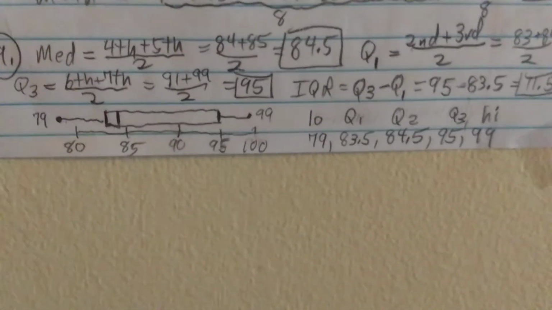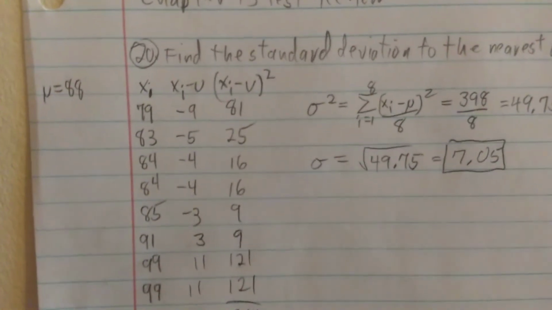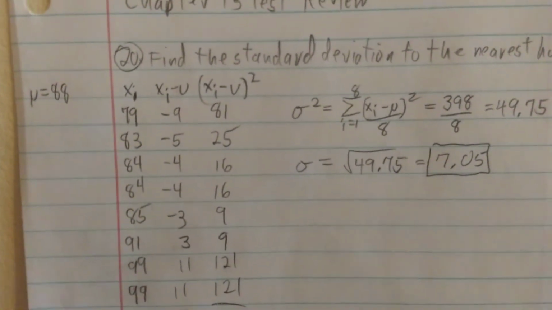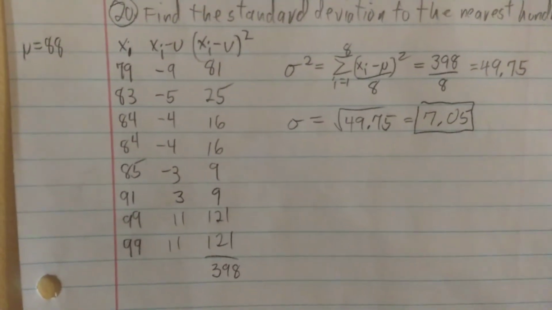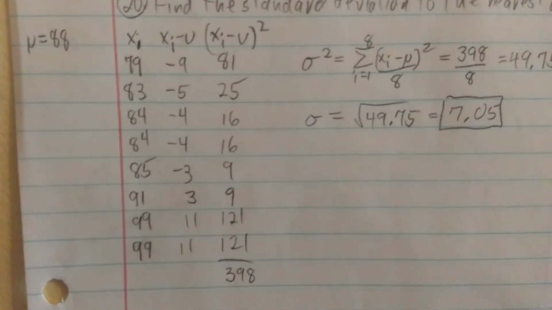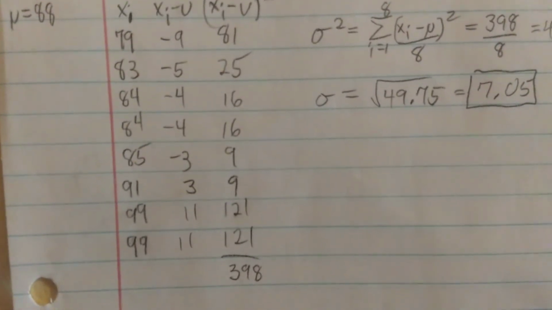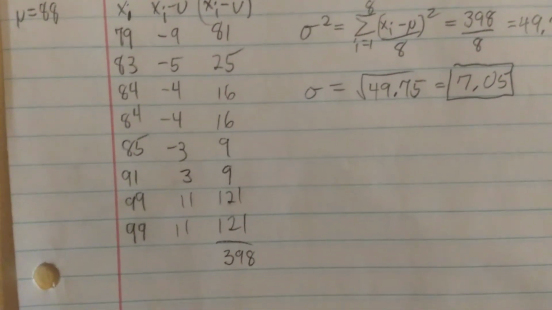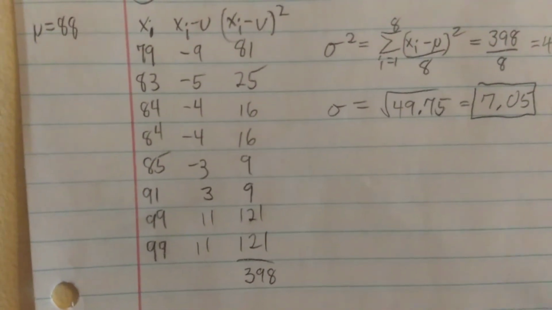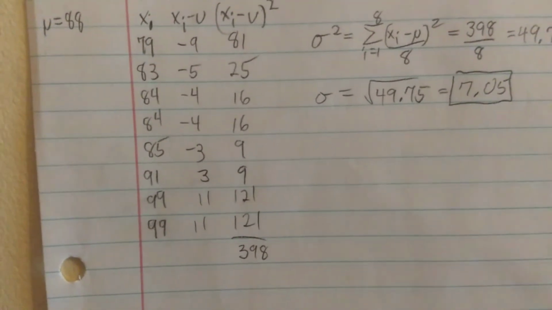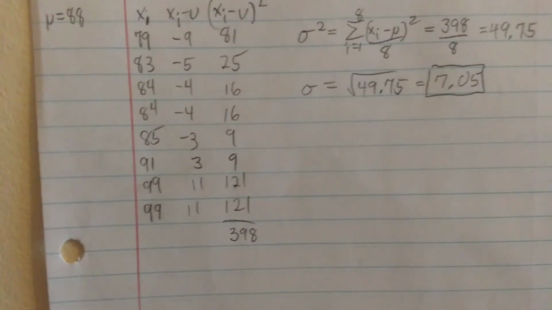And the last problem is to find the standard deviation for these 8 numbers, remembering that the mean is 88 from the last problem. So remember how we do this. We take the numbers in the xi column and we subtract the mean from each one. So 79 minus 88 is negative 9, 83 minus 88 is negative 5, 84 minus 88 is negative 4, 85 minus 88 is negative 3, 91 minus 88 is 3, and the 99s minus 88 is 11.